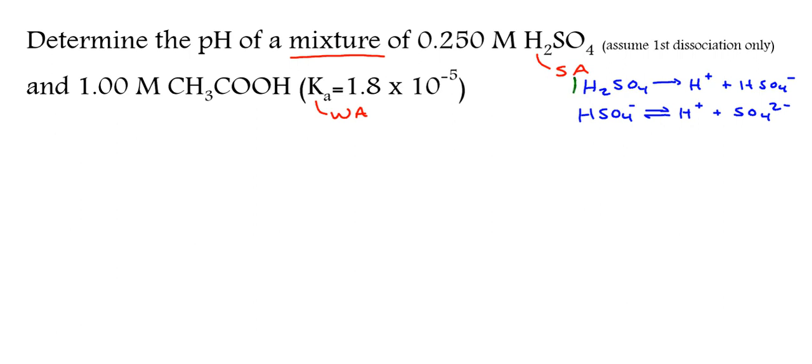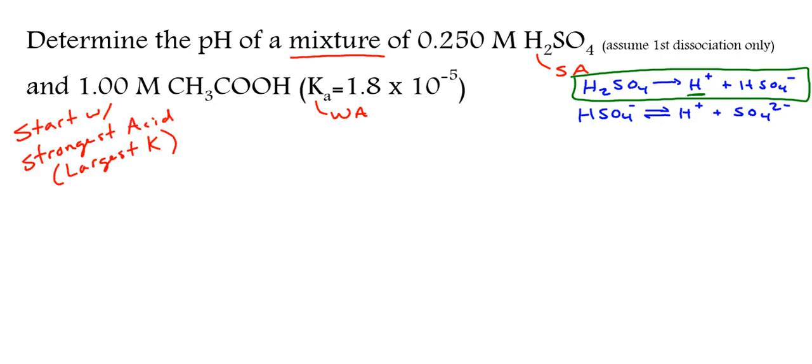So what it's saying when it says assume first dissociation only is that this is the only equation that we're worried about. That's the only H plus that will have significant contribution to our pH. So when there's a mixture, we need to track our H pluses. So there's two things you need to always think about. First, you always want to start with the strongest acid, in this case, the largest K. Well, if there's a strong acid, it doesn't even have a K. Technically it does, but it's so large that we don't need it. That's the one we're going to start with. And why are we doing that? Because that will contribute the most H plus.